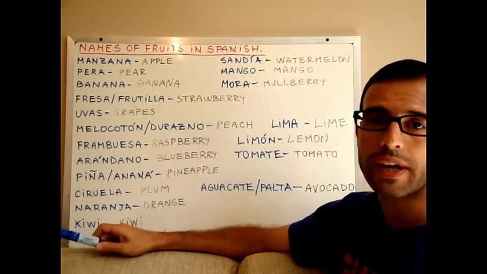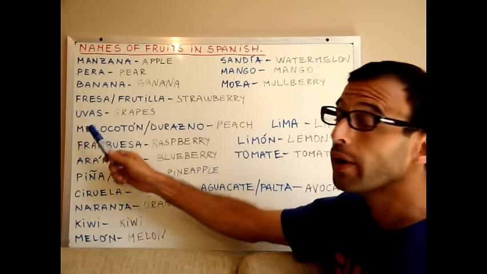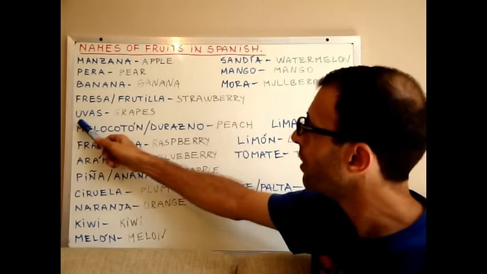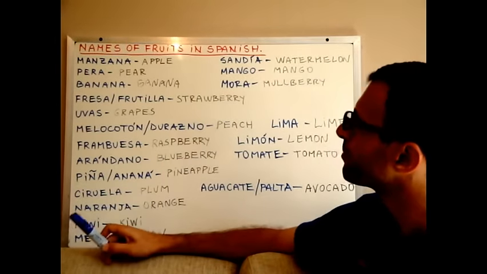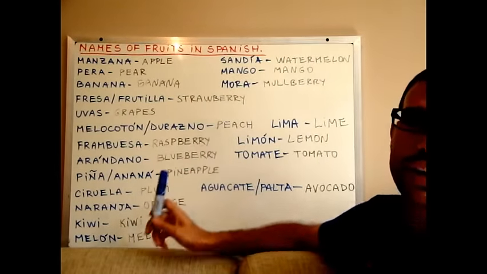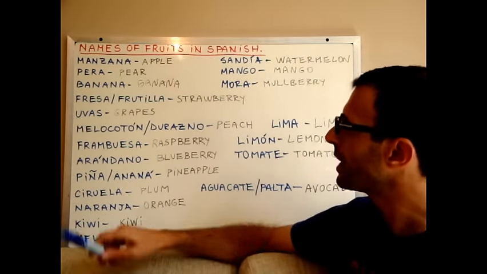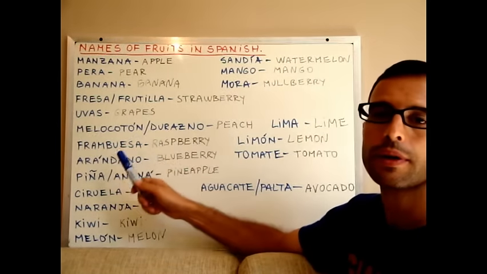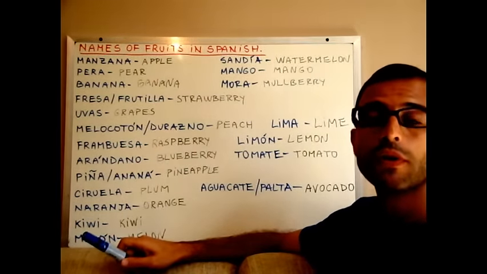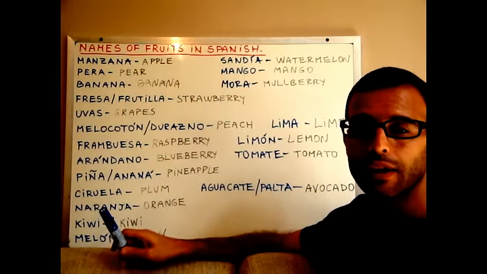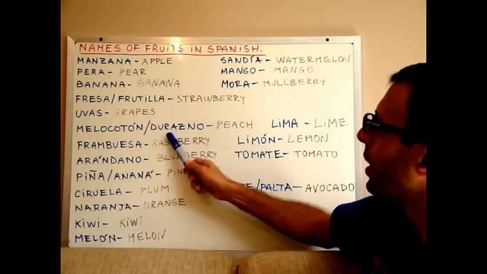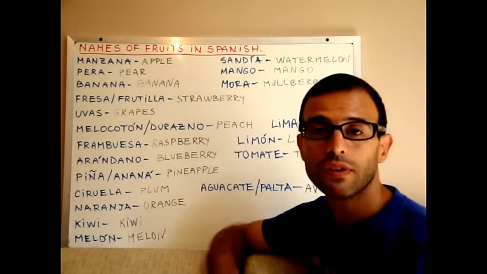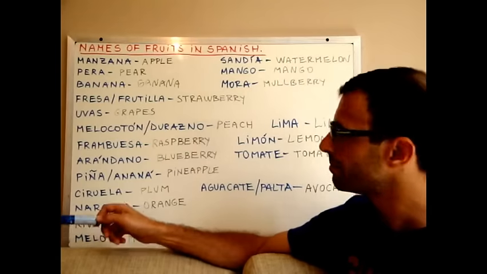Uvas are grapes. So one grape is una uva without the S. Uvas, the plural. For peach, again, we have two words. Melocotón, which is a word used in Spain and some other Latin American countries, and durazno, which is used in some other Latin American countries.